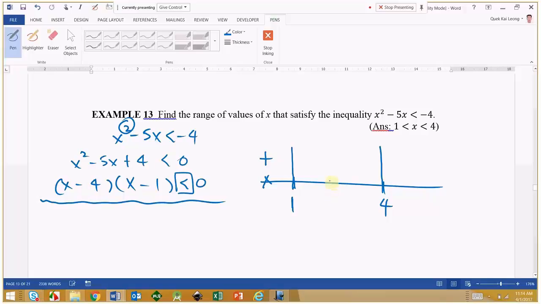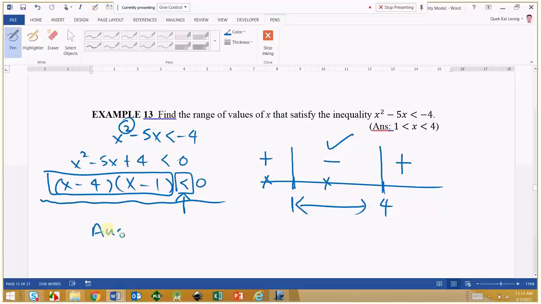Kiasu a bit, I just make sure this is negative. Maybe I use a value of 2. 2 minus 2 is... positive, negative, positive will give me a negative. See, positive, negative, the next one must be positive already. I'm quite sure. And I want a less than 0. That means it's negative. I want this whole expression to be negative. At which region will this whole expression be negative? It is this region, and in this region, the value of x is between 1 to 4. So answer, x is between 1 to 4.